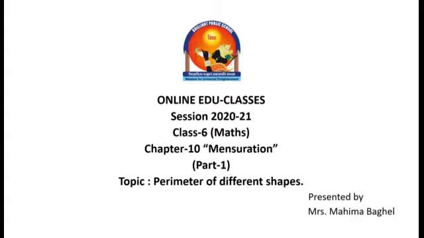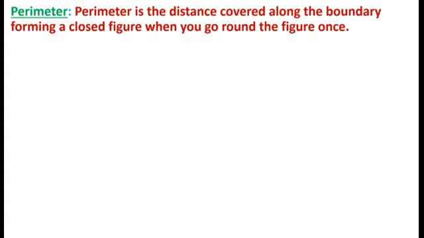Today we are going to start a new chapter, chapter number 10, mensuration, and the topic we are going to deal with is perimeter of different shapes. First of all, perimeter. Perimeter is the distance covered along the boundary forming a closed figure when you go round the figure once. That means when any figure is given and you go around that figure, the outer boundary distance is called the perimeter.